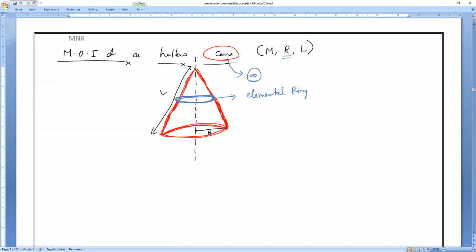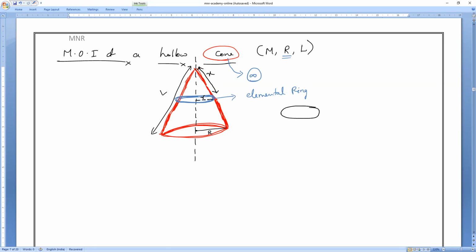So let me take a particular ring. This radius is R. Does this radius remain constant throughout the cone, or does it vary? Here the radius varies. So let me take this as small r. Understood? The ring is taken; maybe I can take it here or here or here, your choice. The distance of the ring from the bottom, let me take it as x. What is that, everyone? x. Clear?